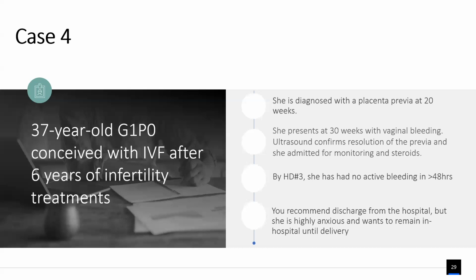So in this situation that I made up, hypothetically, you recommend discharge from the hospital because she's been stable for a few days already. She hasn't bled since she got there. She's gotten her steroids. The baby looks beautiful on the monitor. She's not in labor. She's not dilated. There's no previa. And you want to recommend to send her home, but she's anxious.